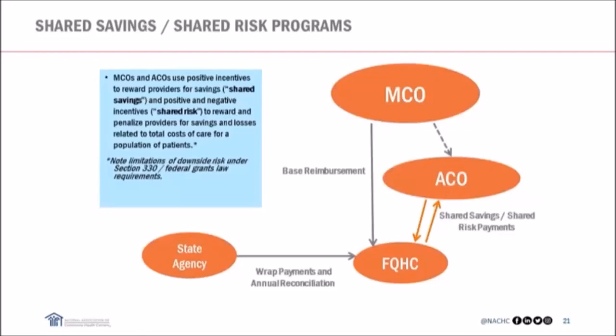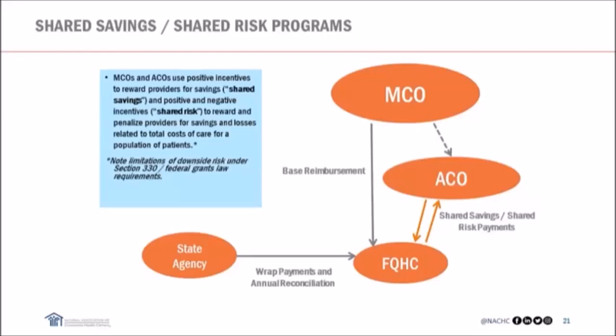So in this example, you have an MCO contracting with an ACO, presumably with more than one FQHC participating in that ACO, but for purposes of simplicity, we'll just have one FQHC in this example. The FQHC gets paid its base reimbursement, whatever that is, from the MCO. The ACO takes the risk based on the total cost of care for some attributed population of patients.